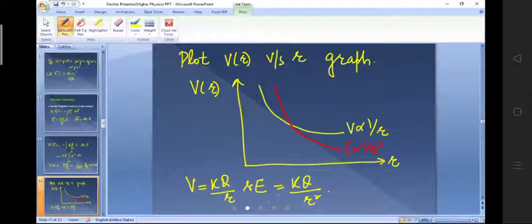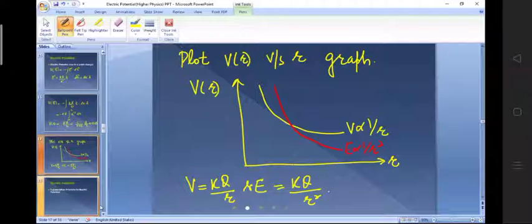So that means both V is proportional to 1 divided by R and E is proportional to 1 divided by R square. But the difference being that the field goes as 1 divided by R square, so the difference in the graph will be that the steepness of the graph will be more compared to the potential. Okay, so this will be the field versus R graph, and this will be our potential versus R graph. So I think it's clear to you and it's elementary.